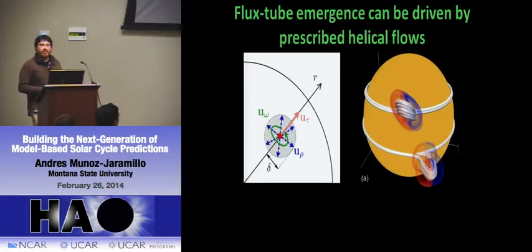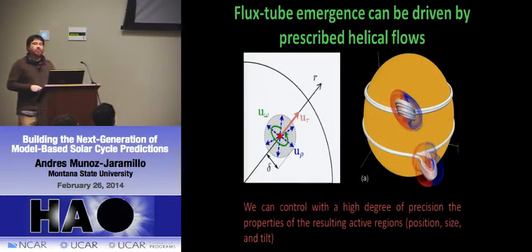And these are two isolated eruptions in a simulation. So this is not just for illustration, but it's actually the actual magnetic field in our simulations in an empty sun, where all you have is a sheath of toroidal field at the bottom of the convection zone. And we can control with a very high degree of precision some of the properties of the resulting active regions: position, size, and tilt.